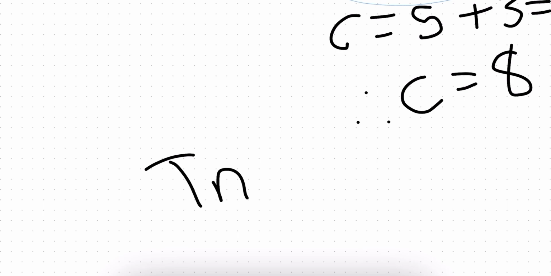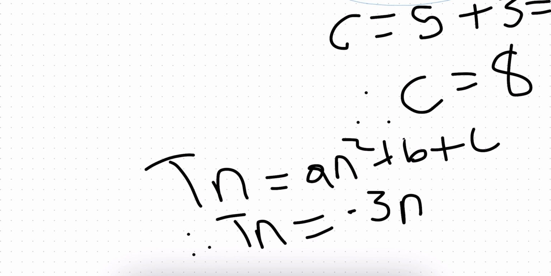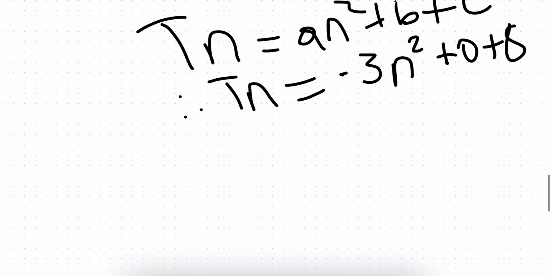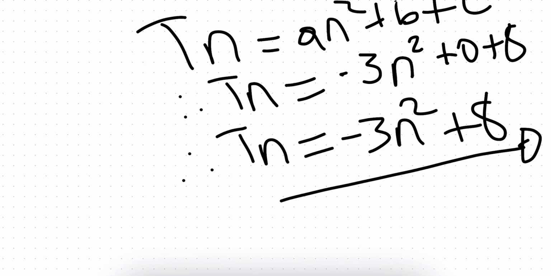Therefore, our Tn in general is an squared plus bn plus c. Therefore, our Tn is equivalent to, what is the value of a? A is minus 3, n squared, plus 0 n, plus 8. Therefore Tn is equal to minus 3n squared plus 8. What are you noticing here? This is the answer, but since we are students, we need to notice something.